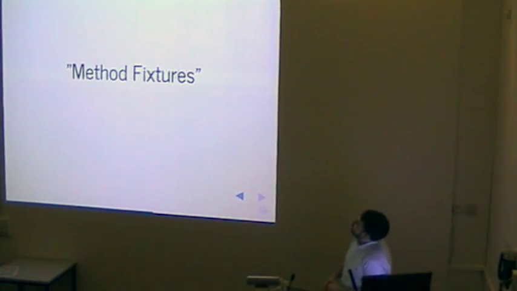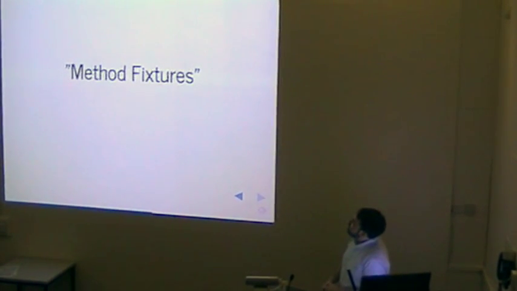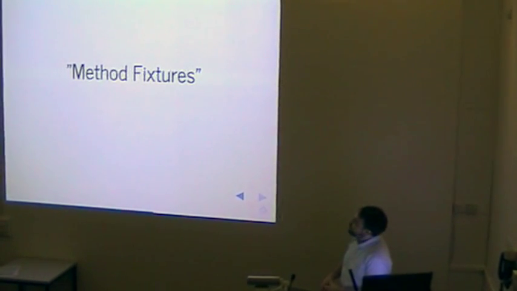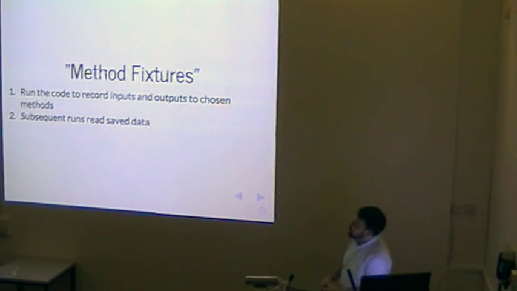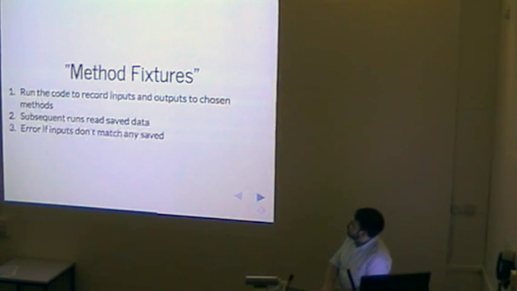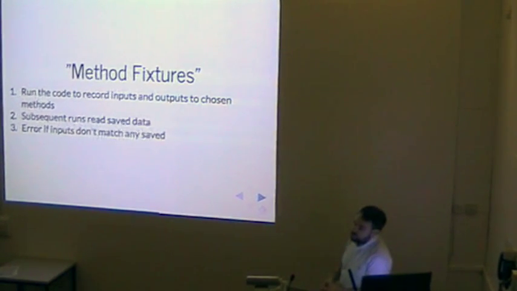Okay, so I thought of this thing. I called it method fixtures after database fixtures, and it's not necessarily the best name, but I haven't thought of a better one. And I was sort of surprised that this didn't seem to exist anywhere really. And the basic idea is you run the code and record the inputs and outputs to a chosen method. And then on subsequent test runs, you just read the saved data. And then you can throw an error if you don't have anything to match those inputs.